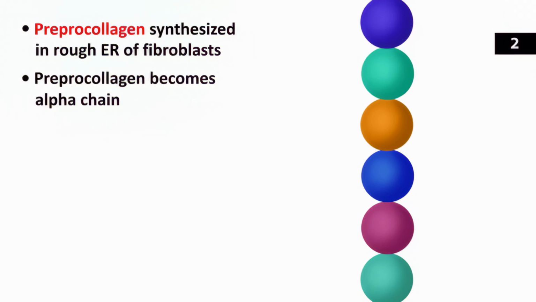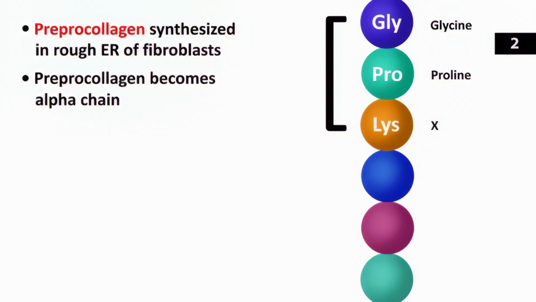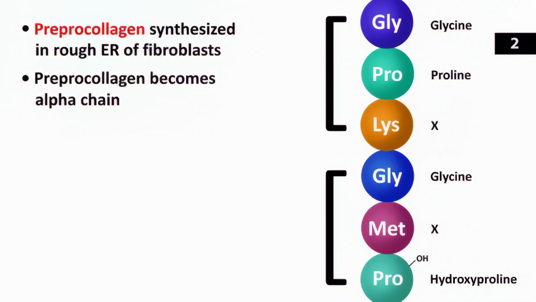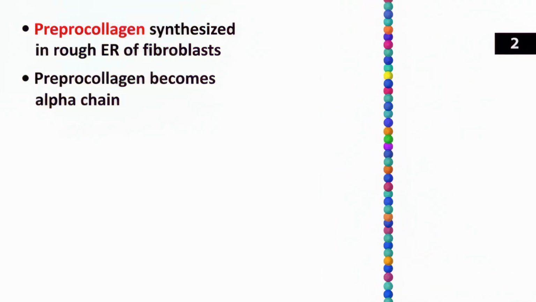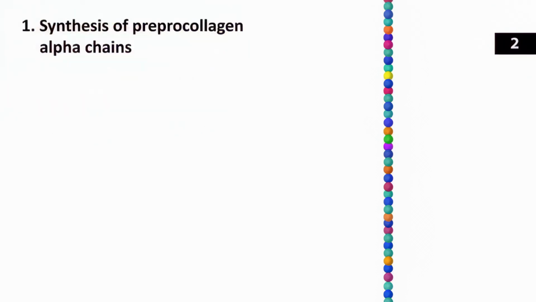These alpha chains have a very unique structure. You either have glycine, proline, X, where X is any other amino acid, or you have glycine, X, hydroxyproline. Now, there can be more than 1,000 amino acids in a row, so these are really long peptides. So that's the first step, synthesis of pre-pro collagen alpha chains.